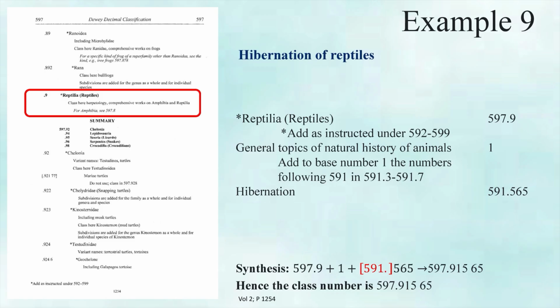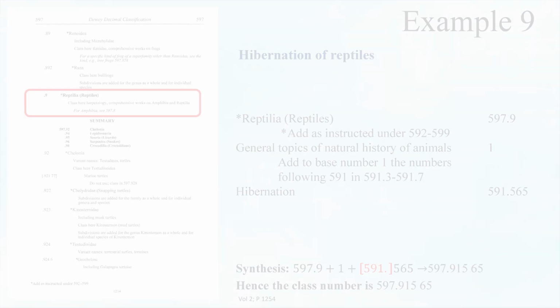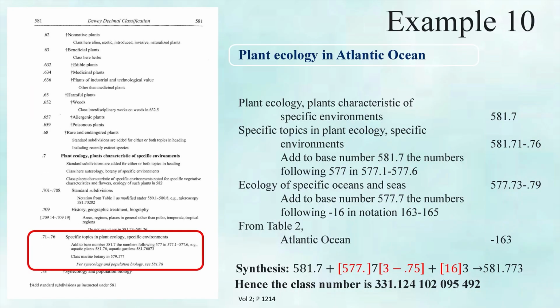So we add the number for reptiles 597.9, then add from the extended subdivision, and finally the number of hibernation following 591. So the final number will be 597.91565. Okay. Now the class is botany, plant ecology in the Atlantic Ocean.